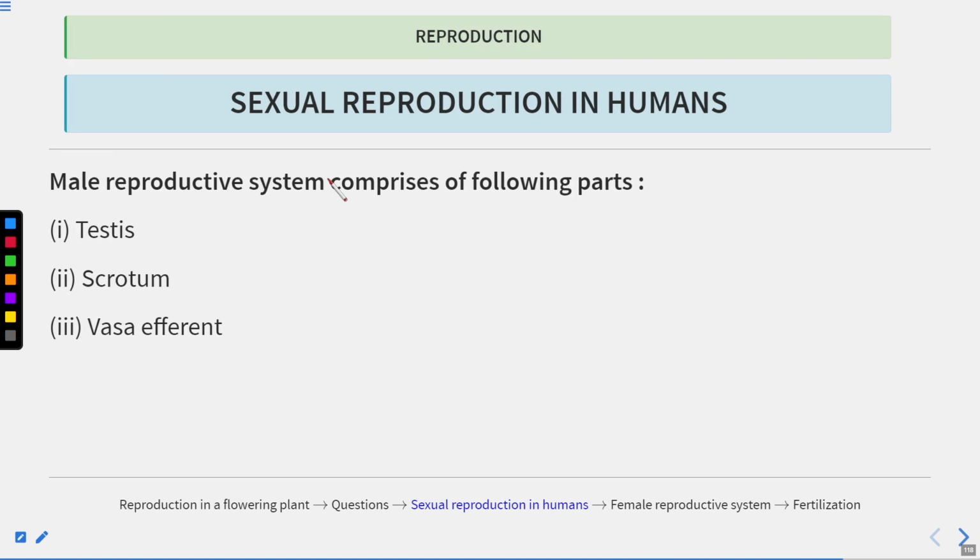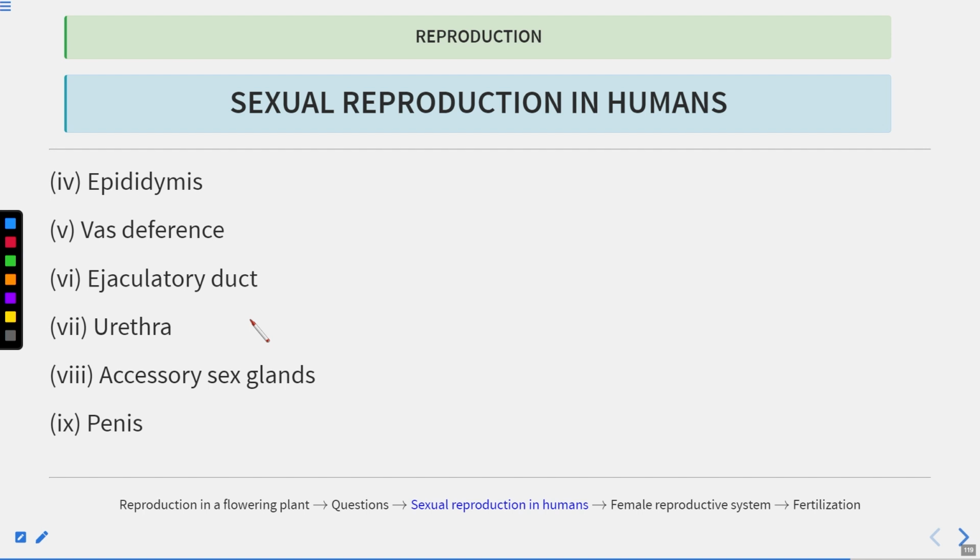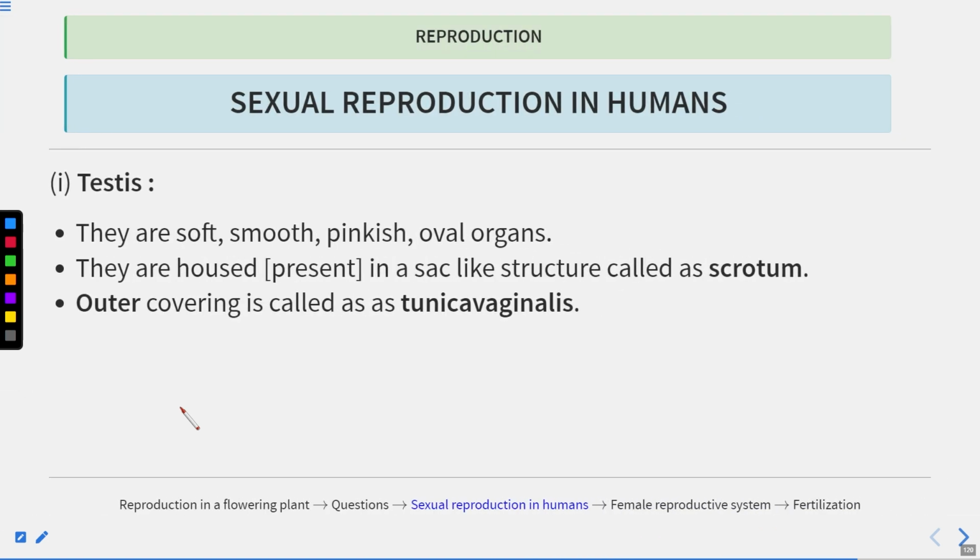So the male reproductive system comprises what? It comprises the testes, scrotum and the vasa efferentia. These are the three parts of the male reproductive system. The other parts are epididymis, vas deferens, ejaculatory duct, urethra, accessory sex glands, penis. All these structures we have seen in that image. So these were the parts of the male reproductive system.